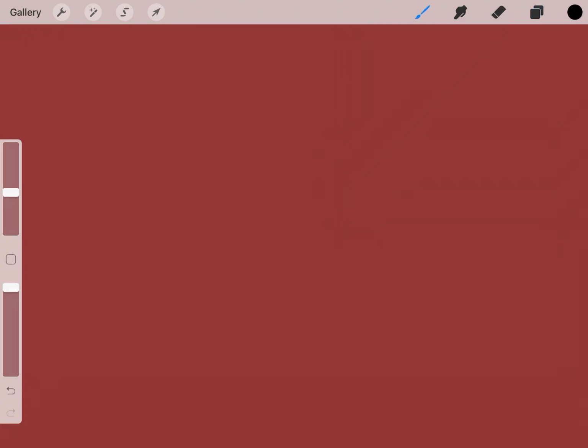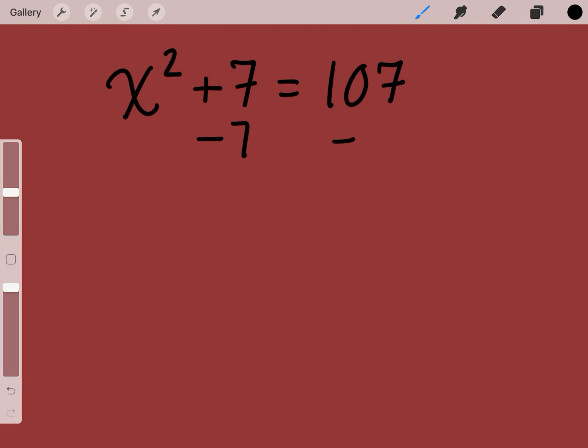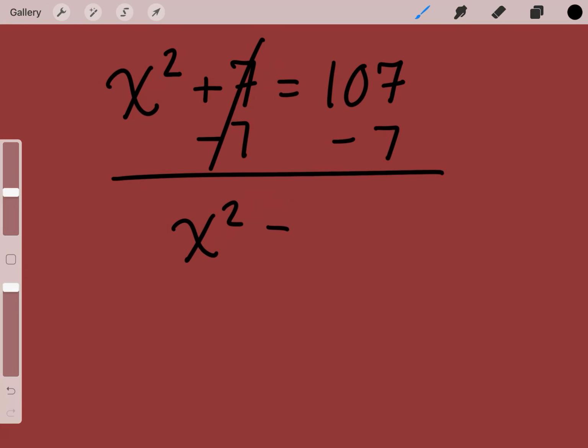What if I give you the equation x squared plus 7 equals 107? Well, the first step in this process is the same as equation solving. We want to isolate the variable. So the first thing we're going to do is subtract 7. When we've subtracted 7, this has undone itself. And we're left with x squared equals 100.